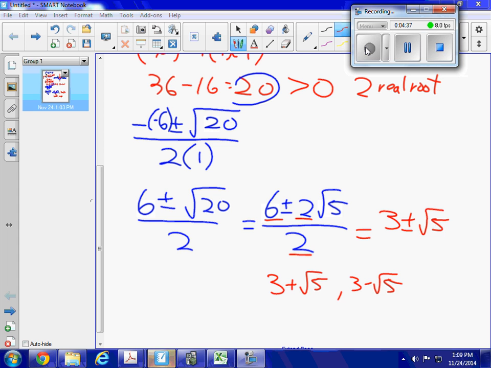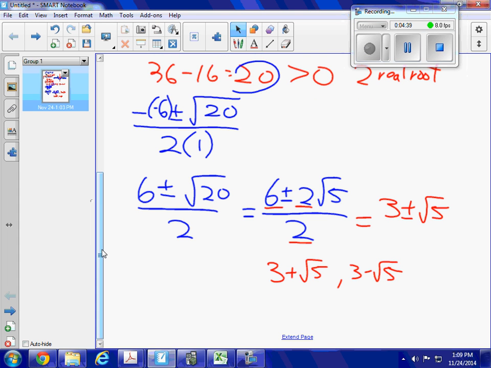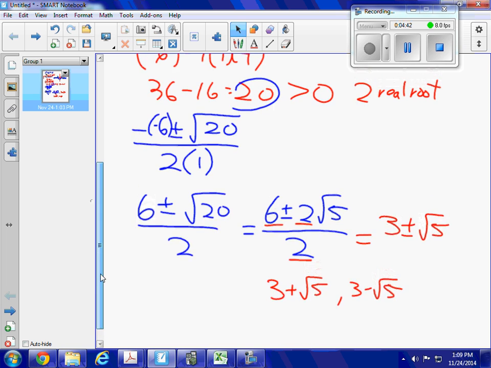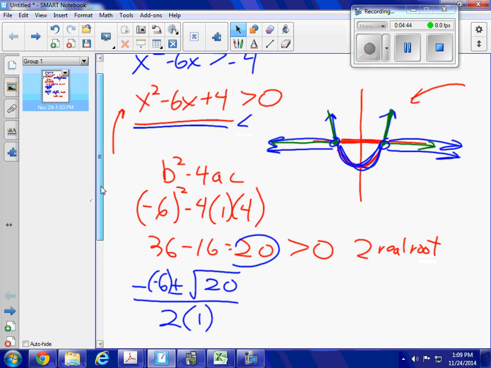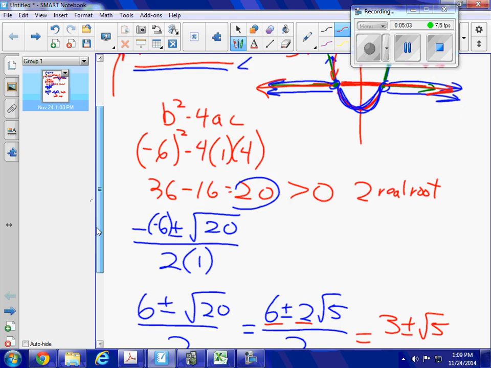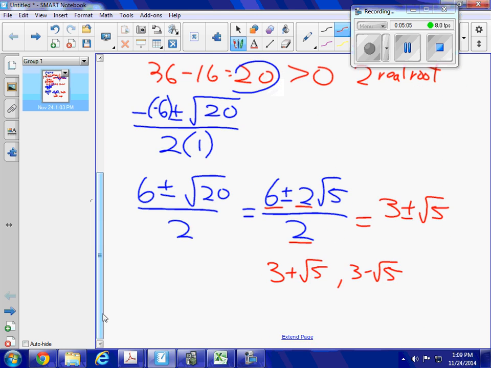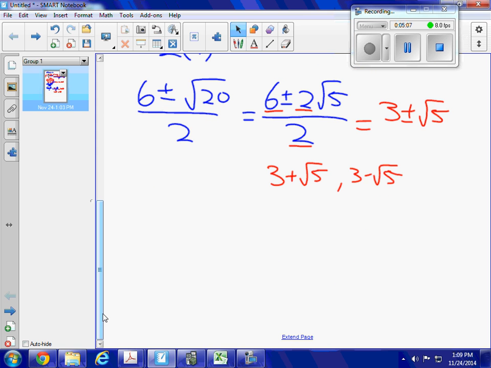Just to illustrate, I will put this on a number line. Really, I don't need to, because I already know from my picture right here that this is going to be 3 minus the square root of 5 right there, and this is going to be 3 plus the square root of 5 right there. And then my solutions are going to go this way. I could answer the problem right now, but let's take it a little more slowly and put it on the number line.